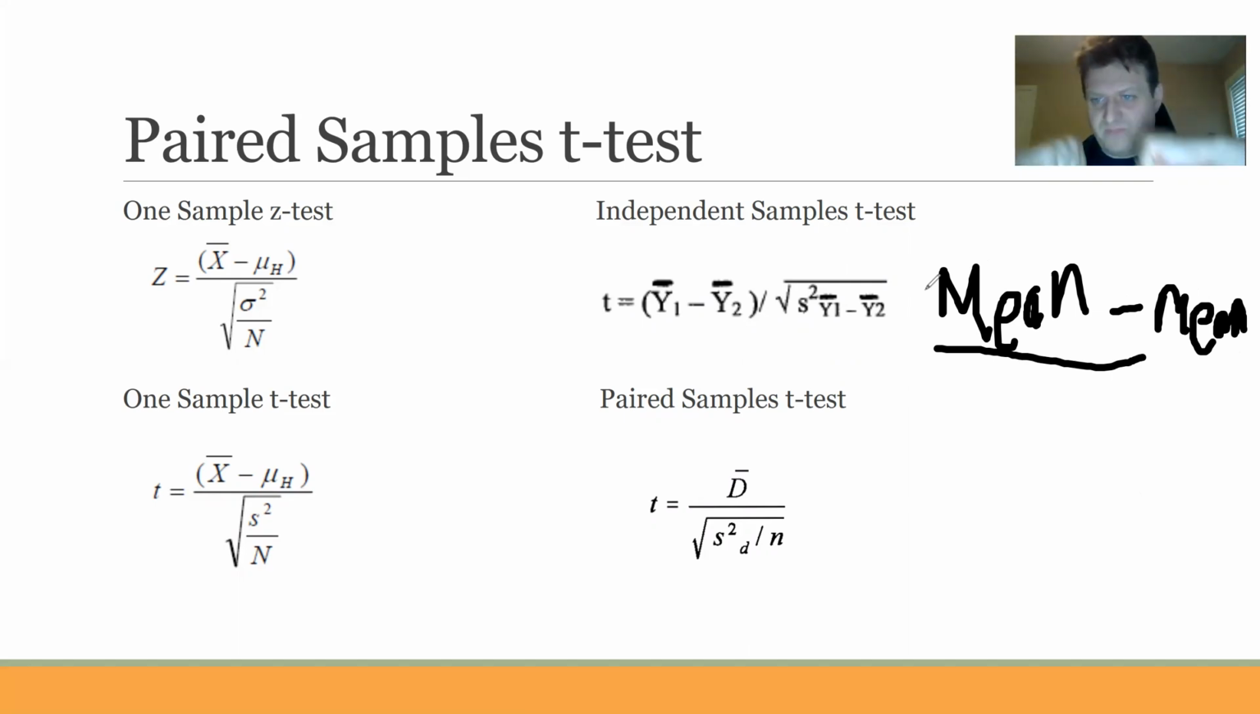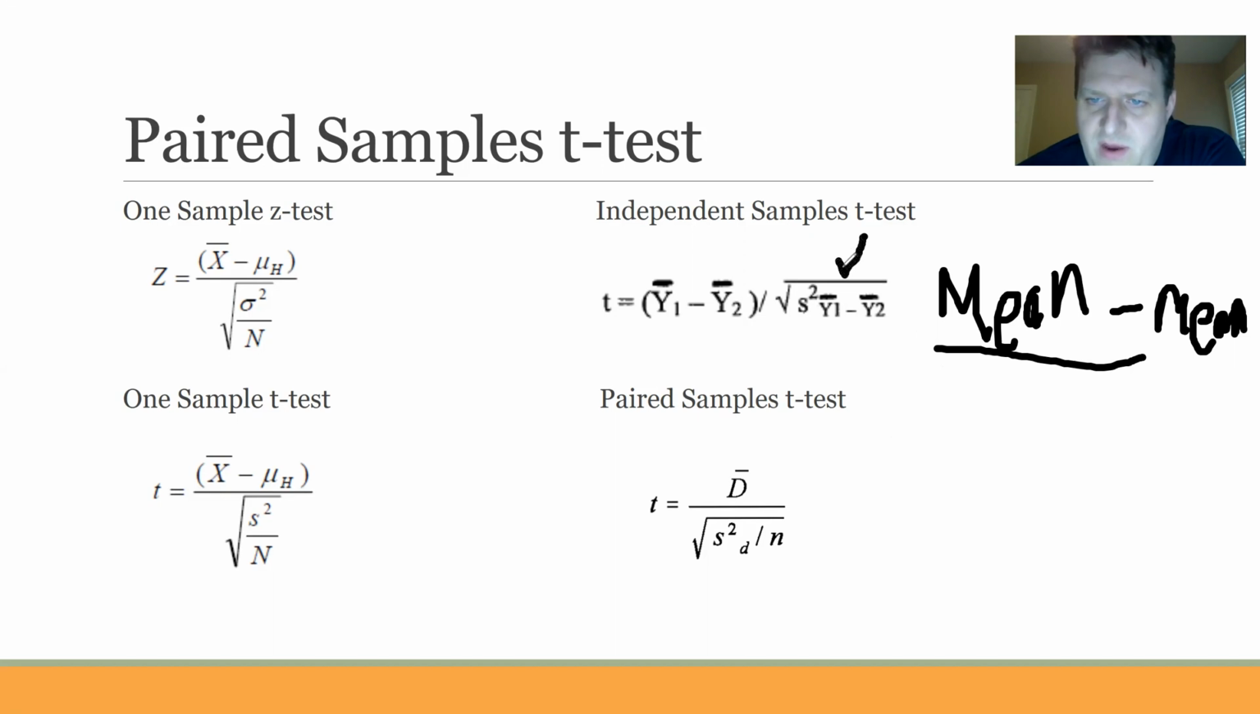So the first thing that we have in the numerator is the mean difference, the difference between our means. And the larger this is, the bigger our t or our z is going to be. And by bigger, I mean either more positive or more negative, depending on the effect. And in the denominator, we always have the same thing as well.